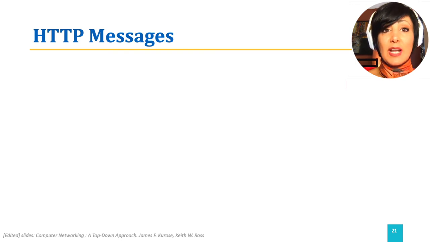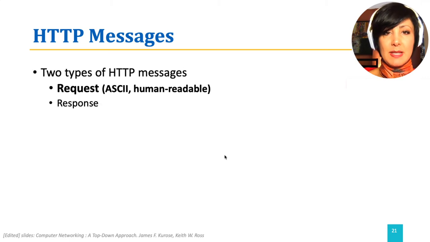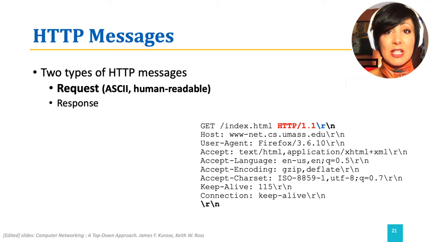Now, let's take a look at HTTP messages. HTTP has two types of messages, request and response. HTTP messages are ASCII text and human readable. We see an example HTTP request message in this figure. An HTTP request could be a lot shorter than this, like only a line, or it can contain a lot more than this message. Let's review important parts of this request message together.